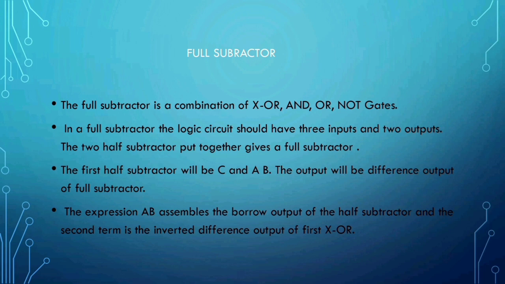Full subtractor. The full subtractor is a combination of XOR, OR and NOT gates. In a full subtractor, the logic circuit should have three inputs and two outputs. Two half subtractors put together give a full subtractor. The first half subtractor will be C and AB. The output will be the difference output of full subtractor. The expression AB resembles the borrow output of the half subtractor, and the second term is the inverted difference output of first XOR.